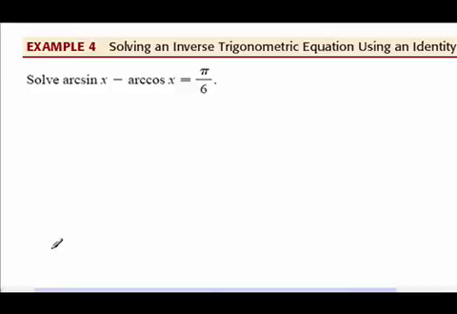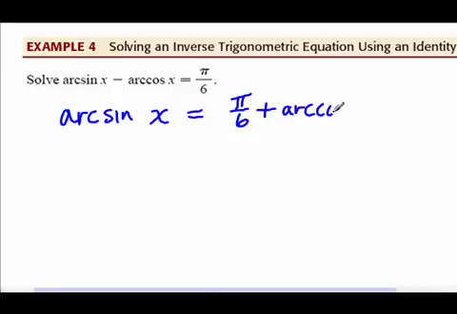What you would like to do here, notice that we have arc sine and also arc cosine. If you take the sine of both sides, you're going to knock out one but not the other. If you take the cosine of both sides, you're going to knock out one and not the other. So you just have to pick one to start with. I like having positive coefficients, so I'm going to take the negative arc cosine x to the other side. So we have arc sine x equals pi over 6 plus arc cosine x. Okay?